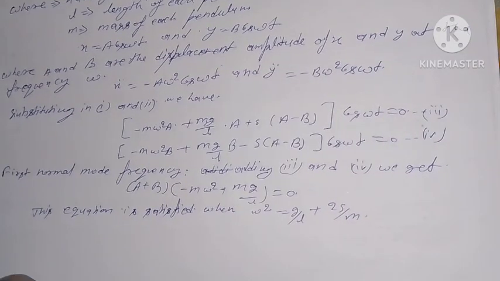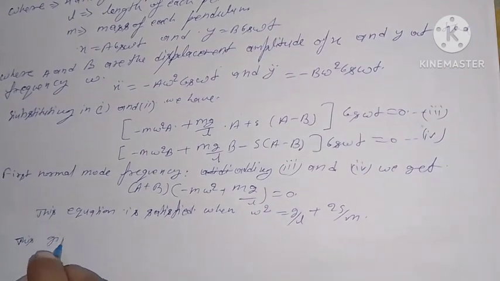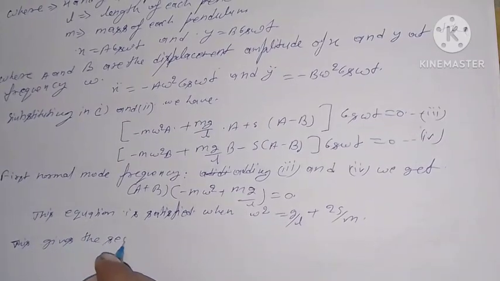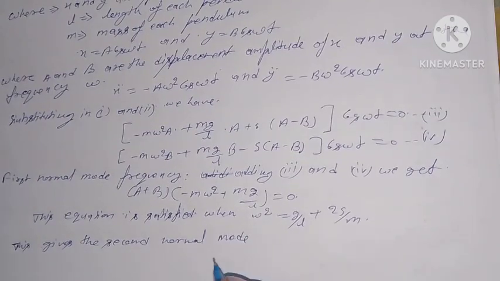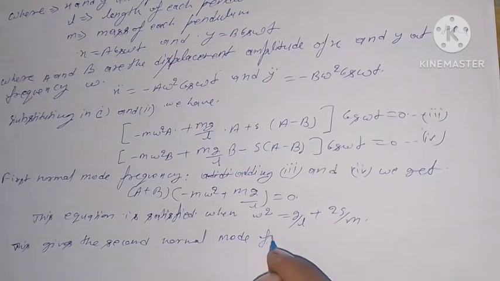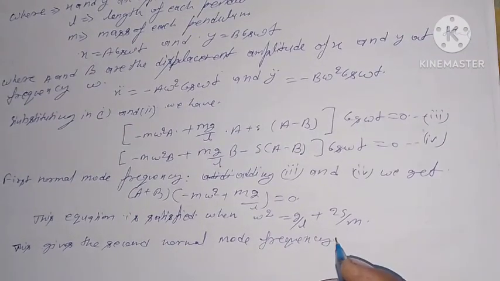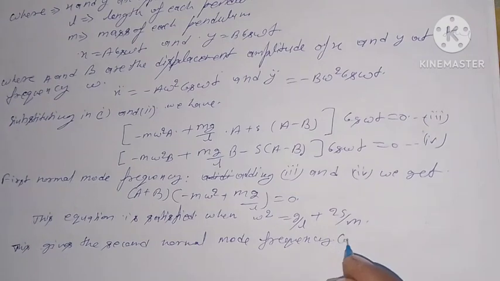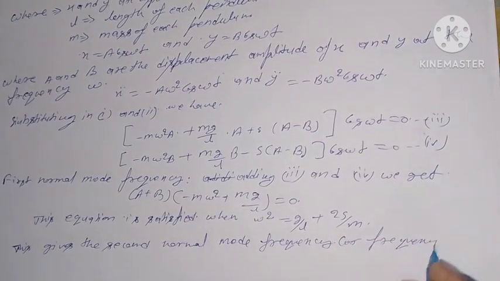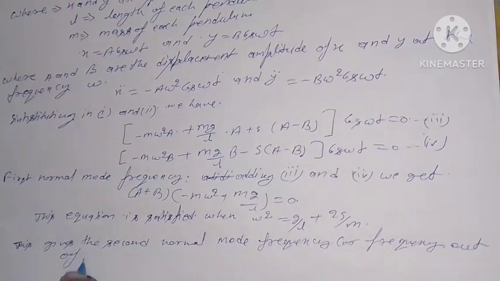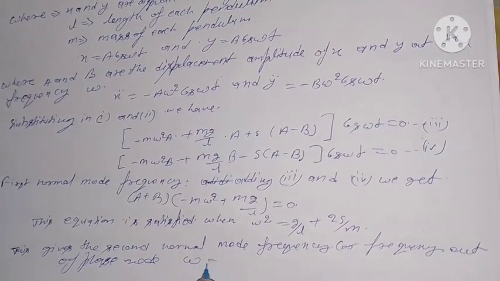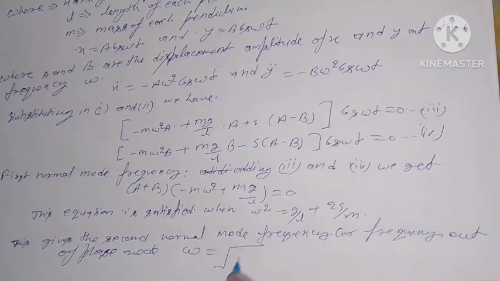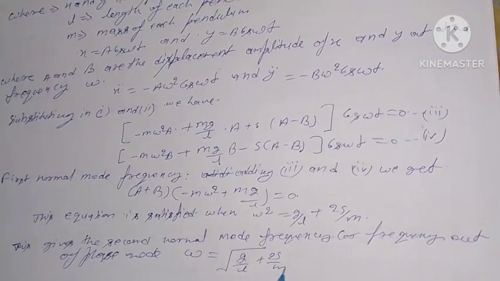This gives the second normal mode frequency, or frequency of the out of phase mode, as omega equal to under root of g by L plus 2s by m. Okay.